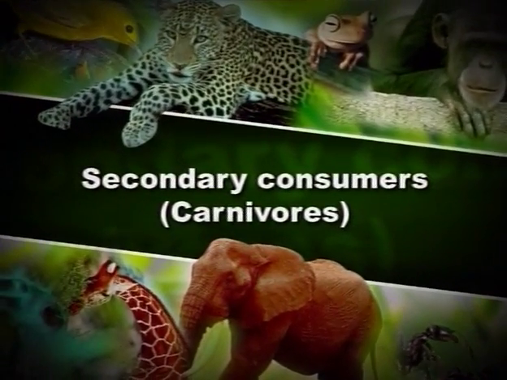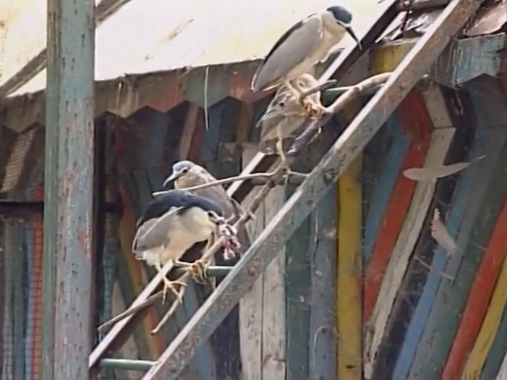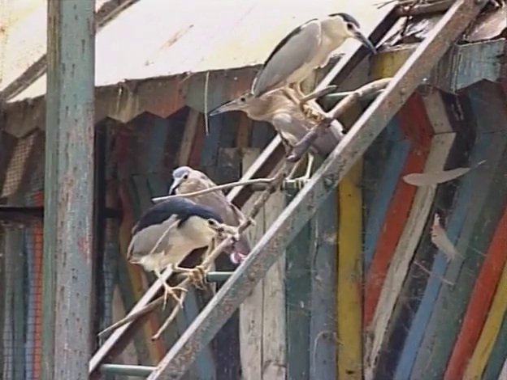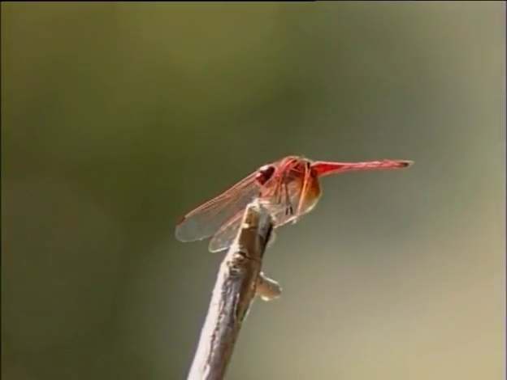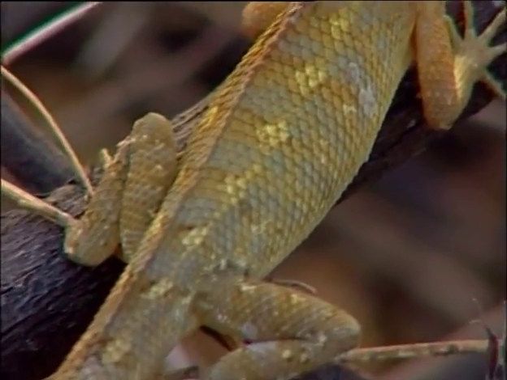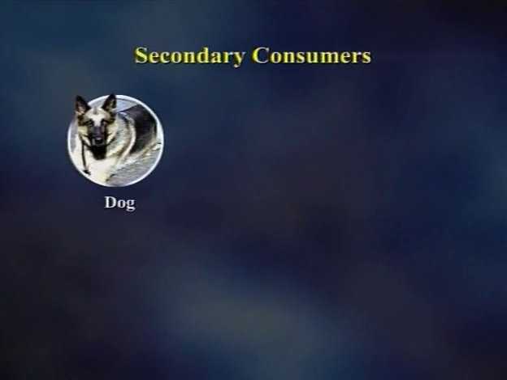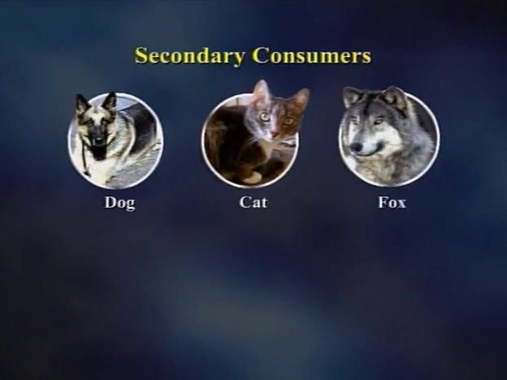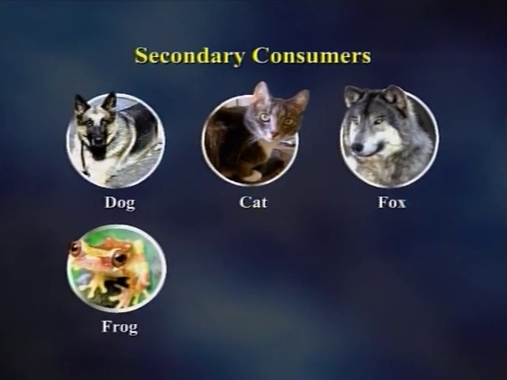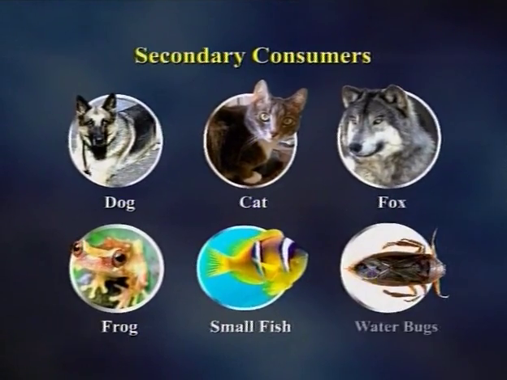Secondary consumers, carnivores. Those animals which eat only other animals as food are called carnivores. The small carnivores which feed on herbivores or primary consumers are called secondary consumers. Some of the examples of secondary consumers or carnivores are dogs, cats, foxes, and aquatic animals like frogs, small fishes, and water bugs.